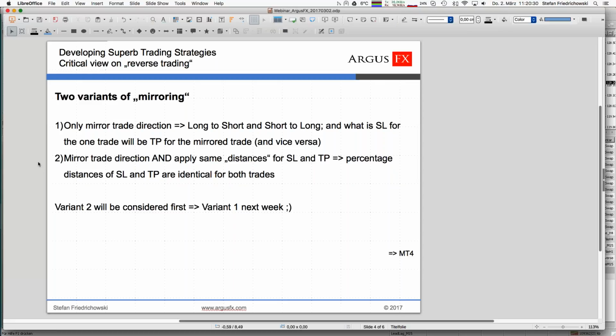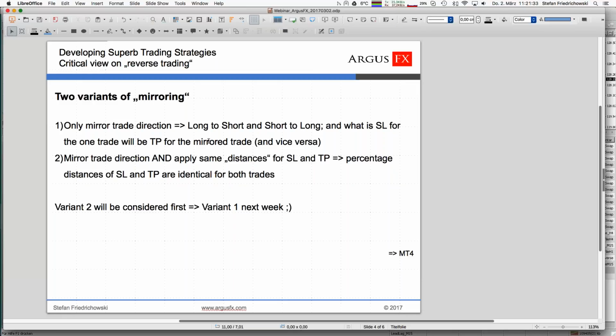One is to only mirror the trade direction. What do I mean here? That means a long trade will be converted to a short trade, and a short trade will be converted to a long trade. But now the question is, what about stop loss and take profit? And now we have two opportunities. One is that we say what is the stop loss for the one trade will be the take profit for the mirrored trade, and vice versa. So think about you have a risk-reward ratio of 3, and the original trade, think about a long trade, has a stop loss 1% below entry. That would mean with the risk-reward ratio of 3, your take profit would be 3% above your entry. Good.